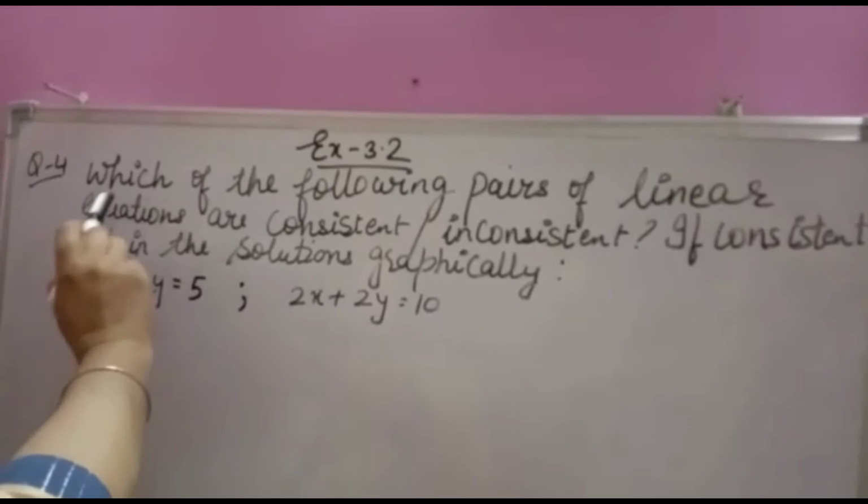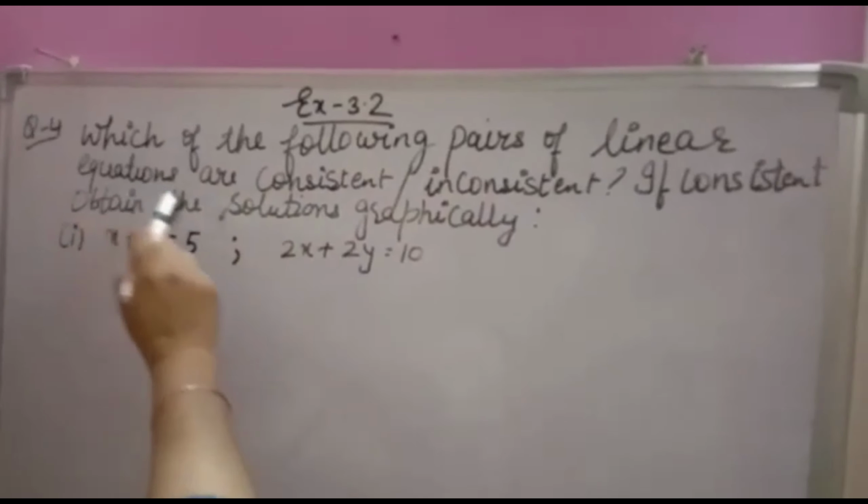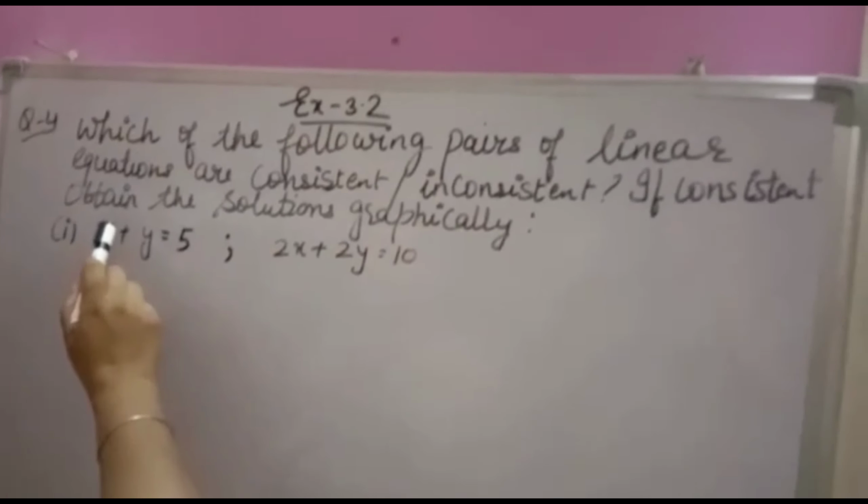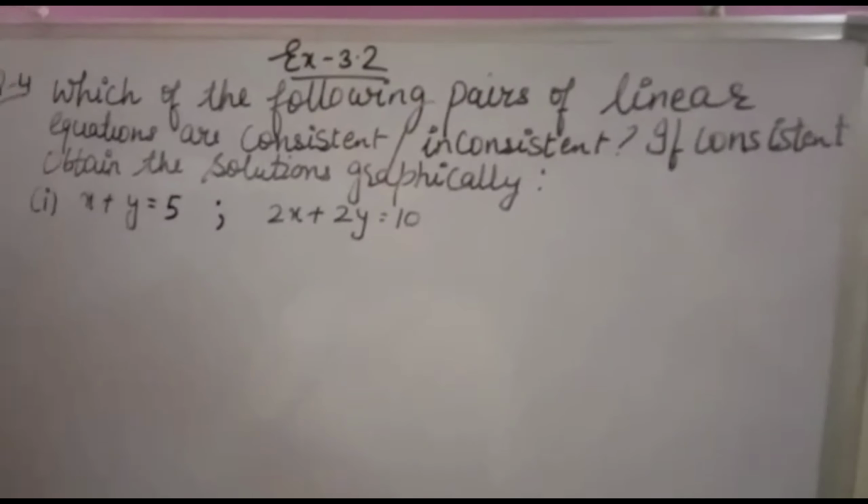5.2 C question number 4. Which of the following pairs of linear equations are consistent, inconsistent? If consistent, obtain the solutions graphically.